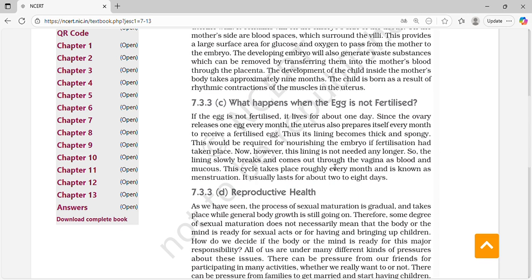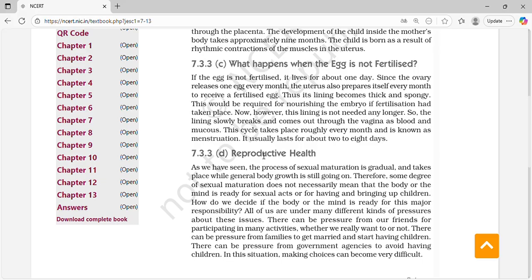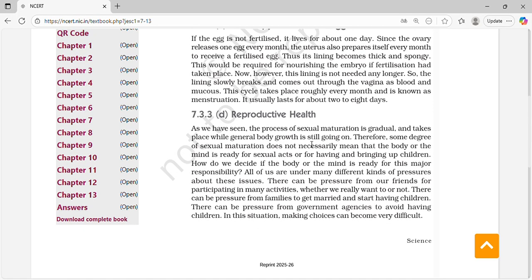However, this lining is not needed any longer, so the lining slowly breaks and comes out through the vagina as blood and mucus. This cycle takes place roughly every month and is known as menstruation. It usually lasts for about 2 to 8 days. The process of sexual maturation is gradual and takes place while the general body growth is still going on. Therefore, some degree of sexual maturation does not necessarily mean that the body or the mind is ready for sexual acts.